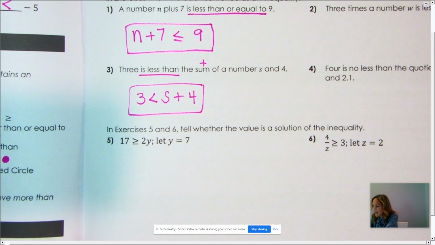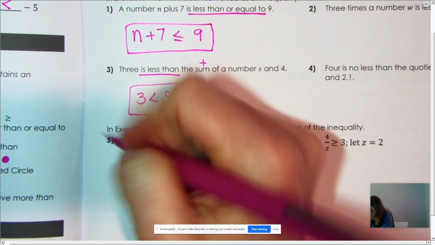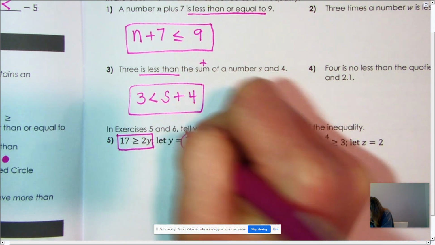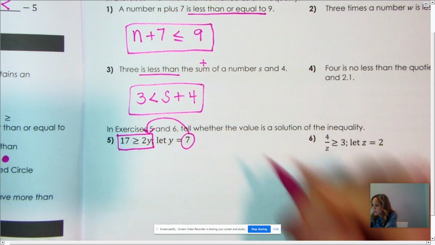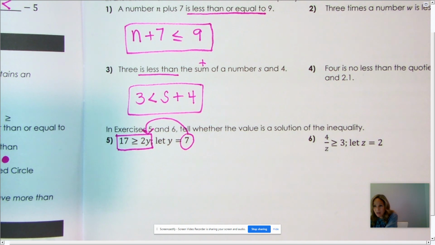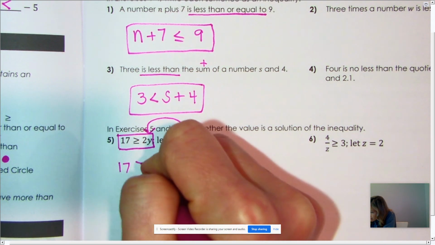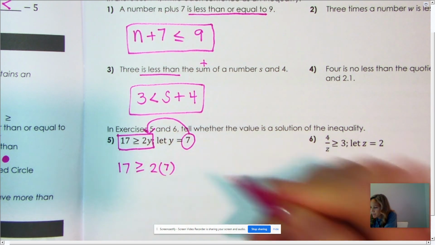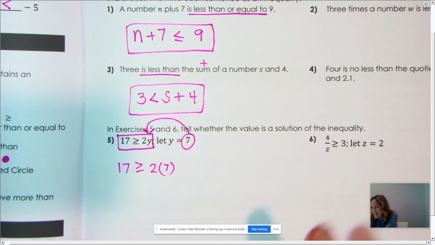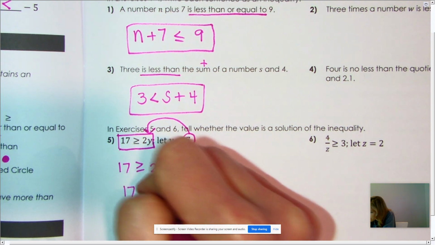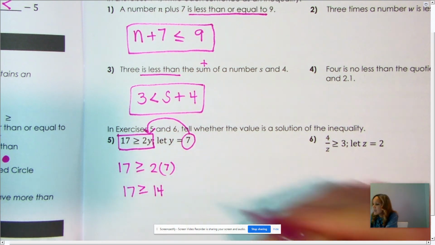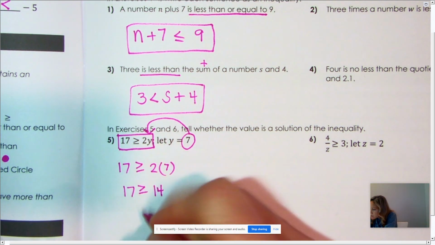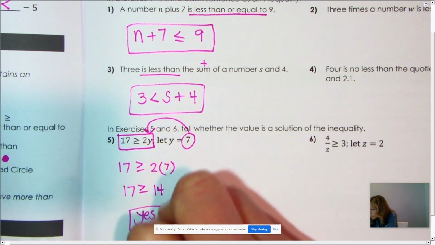Question number 5. This says, tell whether the value is a solution. Remember, here is our inequality. Here is the value we're plugging in for y. And you can kind of ignore that semicolon there. So we have 17 is greater than or equal to 2y, but instead of writing y, I'm going to write a 7. Remember, a number stuck to a letter means times. So I'm going to say 17 is bigger than or equal to 14. Is the alligator eating what's bigger? Yes. So yes, that's true. So yes, it is a solution.